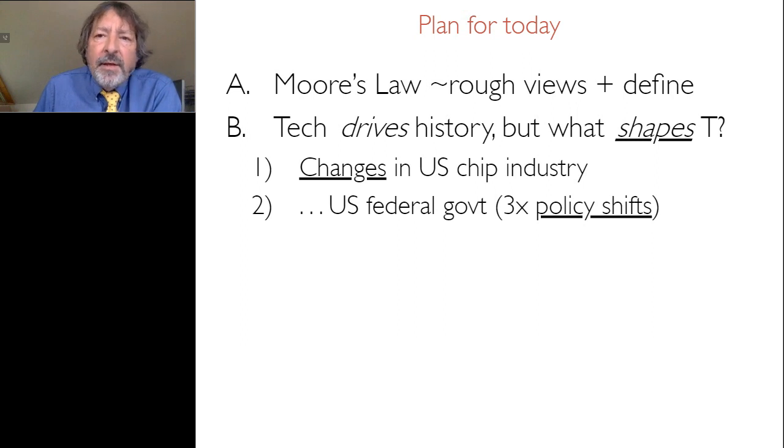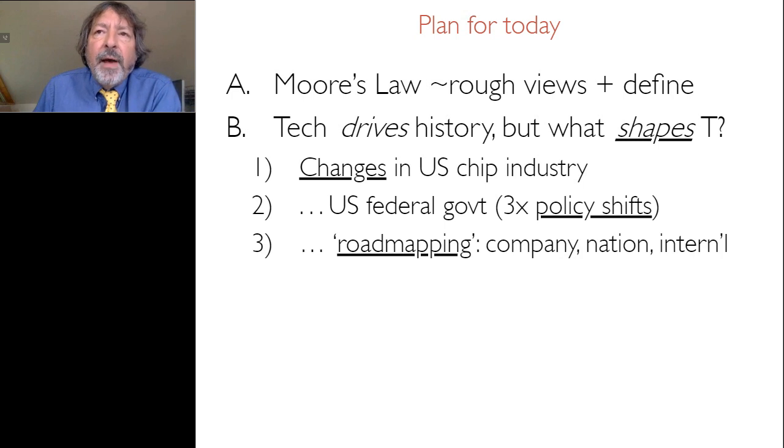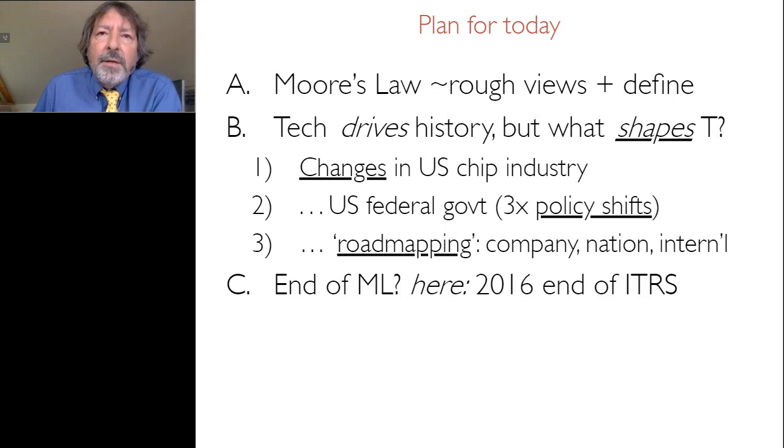Absent the changes in the chip industry and absent the policy shifts, I think it's very unlikely that Moore's Law would have had the length and reach and power that it had. And Carrie mentioned the IEEE's efforts in road mapping, and this talk actually explains a bit of where road mapping came from. So what shapes technology? Changes in the industry, policy shifts, and the rise of road mapping. That's really the core of the talk. I'll give a case for you to consider that Moore's Law ended in 2016, and that is the end of the International Technology Roadmap for Semiconductors. And then there are some conclusions.